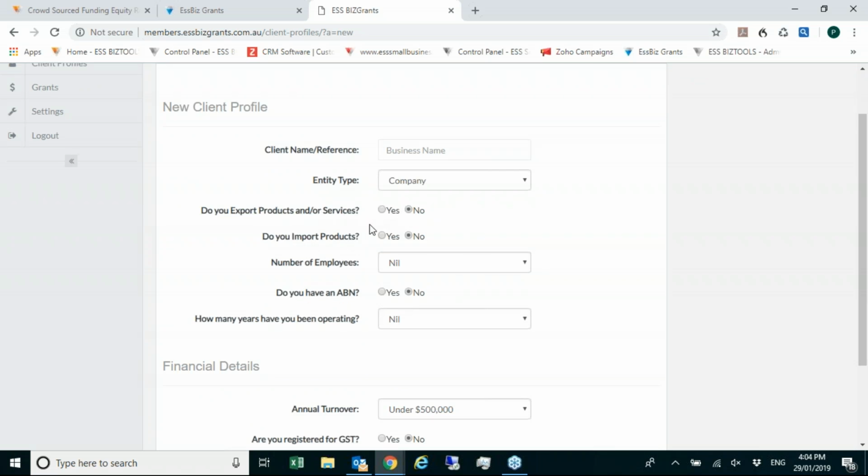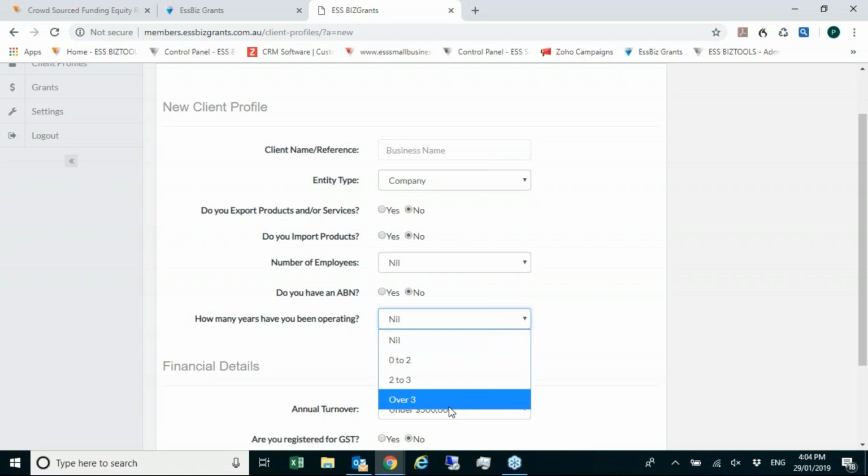Anyhow, do you export? We want to know that. So if you answered yes to that, our system is tracking that because there's a few other little things for exporters which will then pop up in the report. Do you import? We need to know the number of employees. These days it's full-time equivalents. And so they're the bands that coincide with the various grants. They need an ABN, so we need a yes as an answer there. The years operating are also important.